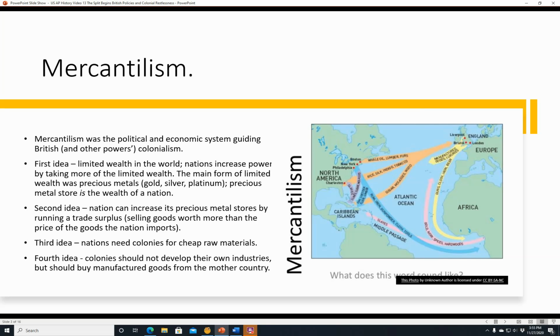It's actually still a pretty good idea these days. If your country is running a trade surplus, you're doing well. If you're running a trade deficit, you really should probably look out for what's going on. Anyway, the third idea is nations need colonies for cheap raw materials. The fourth idea is that colonies should not develop their own industries, but should buy manufactured goods from the mother country after shipping the raw materials off to the mother country.